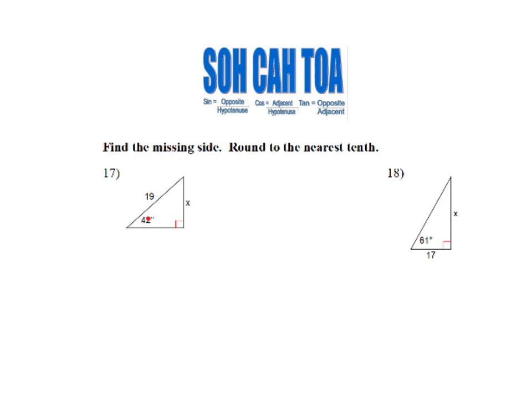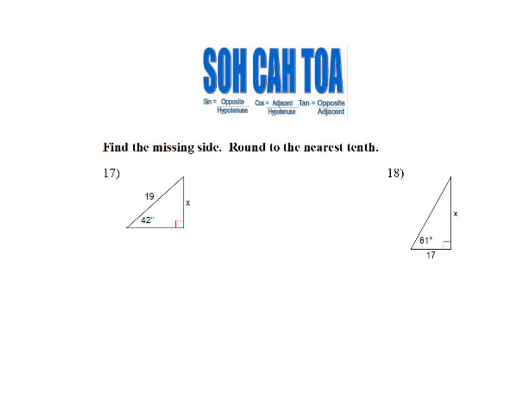So I'm going to use the angle they gave me, the 42. And then I'm going to pay attention to what other two sides we're dealing with. Well, it looks like they gave us the hypotenuse. So I'm going to do the hypotenuse, and then I'm looking for what appears to be the opposite. So I come up here and say, okay, opposite and hypotenuse, that would be sine, opposite over hypotenuse.